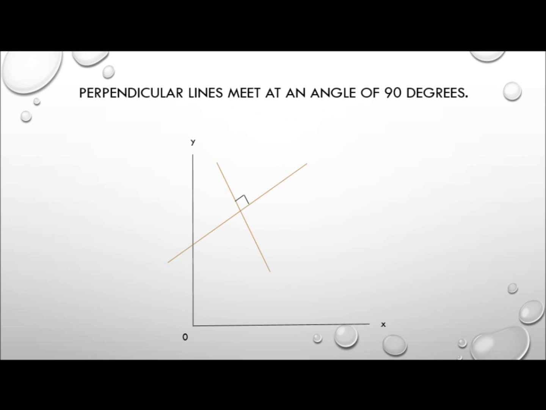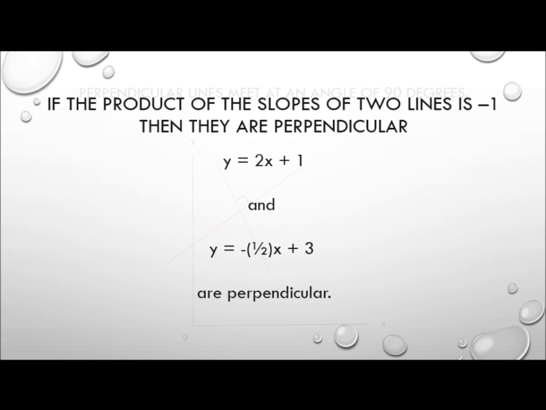If two lines meet at an angle of 90 degrees, they are said to be perpendicular lines. If you multiply the slope of two lines together and you get the answer -1, then those lines are perpendicular. So the lines y equals 2x plus 1 and y equals -1/2 x plus 3 are perpendicular.